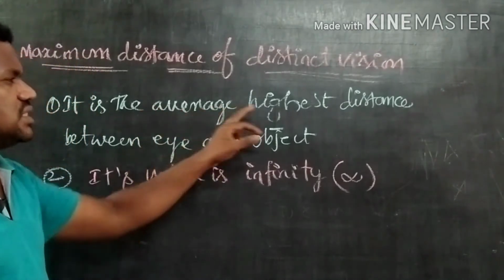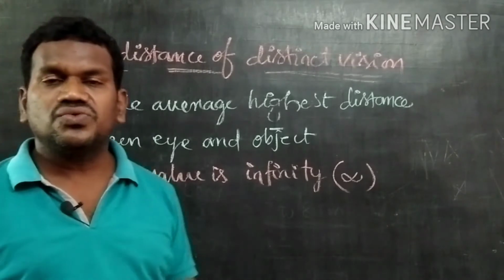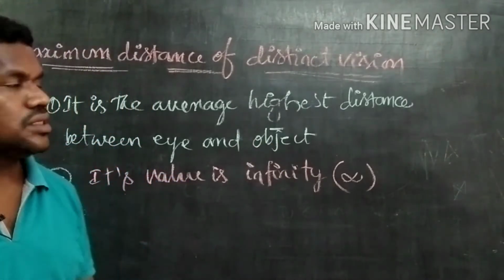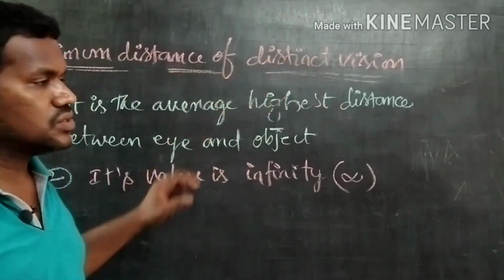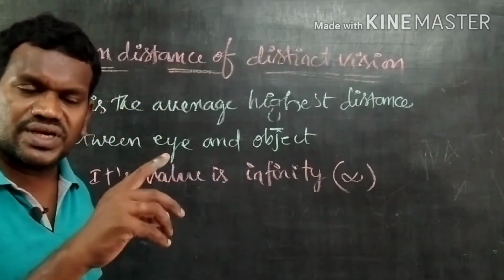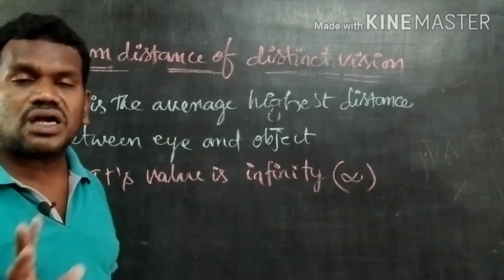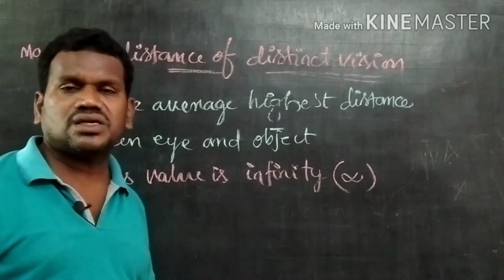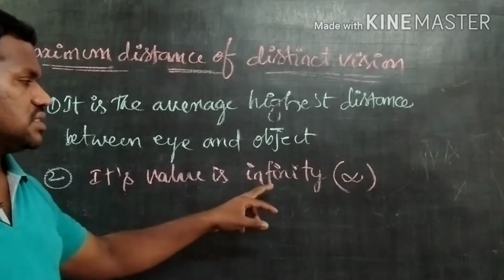The average highest distance between the eye and the object at which we can see the object very clearly and comfortably is called maximum distance of distinct vision, also called MDDV. LDDV depends on age, whereas MDDV does not depend on age; its value is always infinity. More than 4 times the radius of curvature of the eye lens, we can say it is infinity.